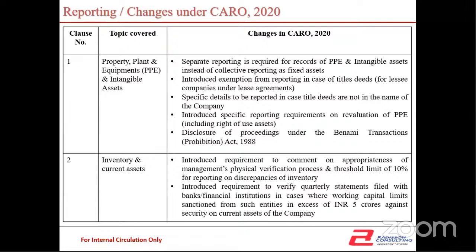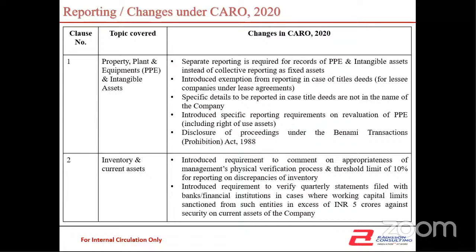If a company has taken a loan and they are required to report to the banks or financial institution on a monthly basis, there will be 12 statements which will be filed by the company. Even then, the auditor is not required to verify all those 12 statements. Only the statements for the 4 quarters, that is June, September, December, and March, will be required to be verified.